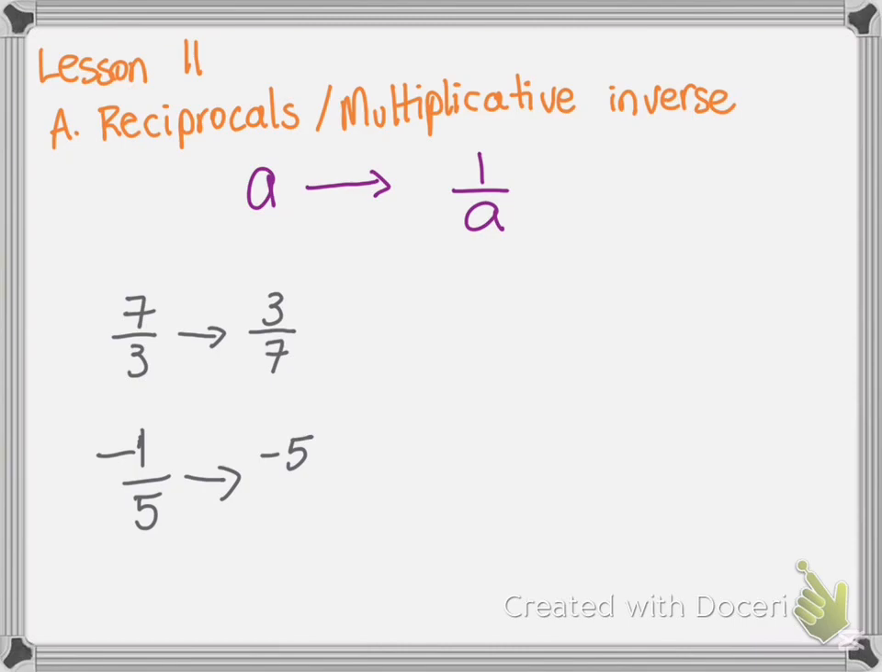We can also have the reciprocal, for example, of 2. And so in this case, if we find the reciprocal of 2, again, we have to pass it to the denominator, and the answer is 1/2. Now, if you notice, if we multiply the reciprocal times the original number, we always get 1. So the product of a number times its reciprocal is 1.